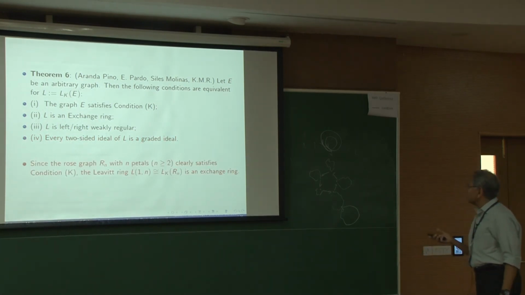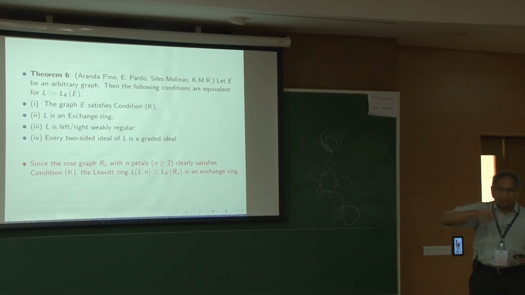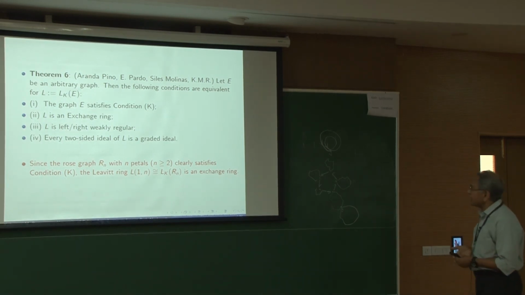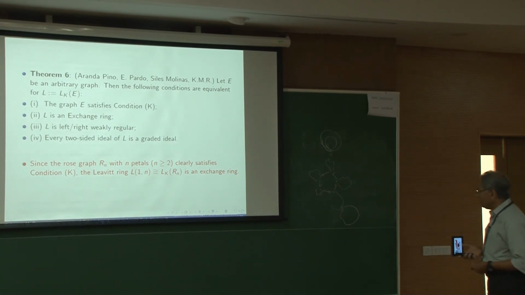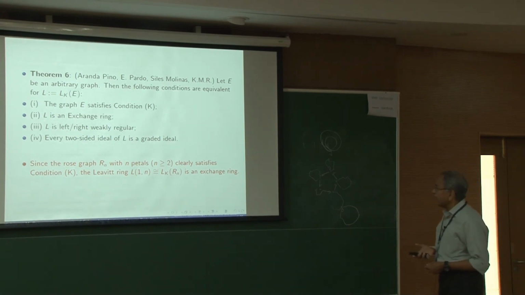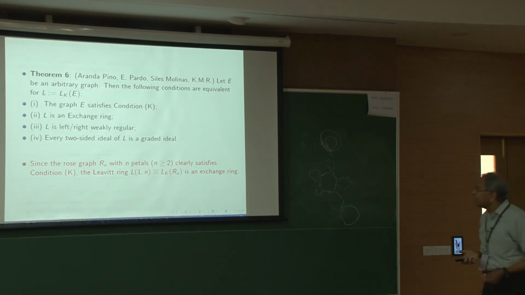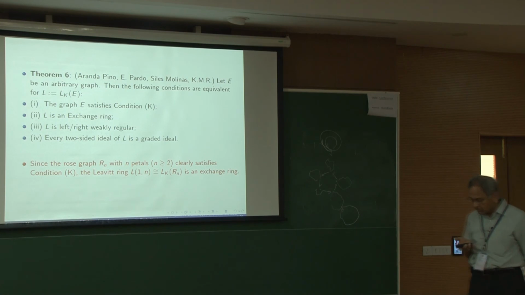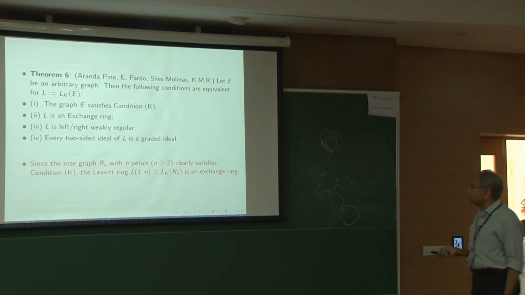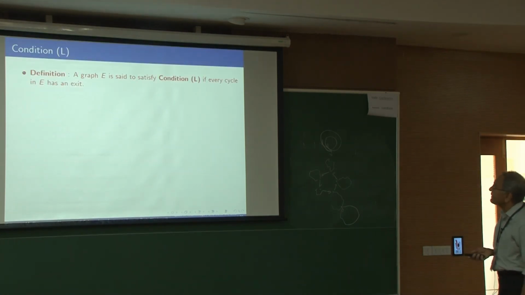And as another example, I look at our rose with n petals, the one whose Leavitt path algebra we know is isomorphic to the Leavitt ring L(1, n). It will be an exchange ring because it satisfies condition K here. So it comes off cheaply without any effort there.